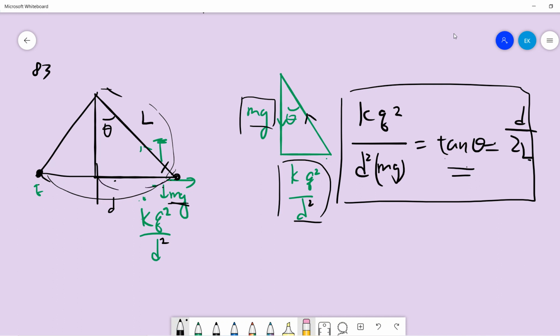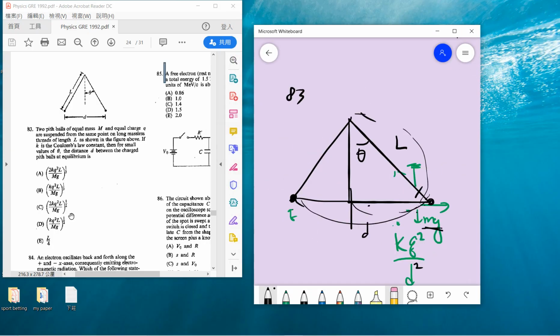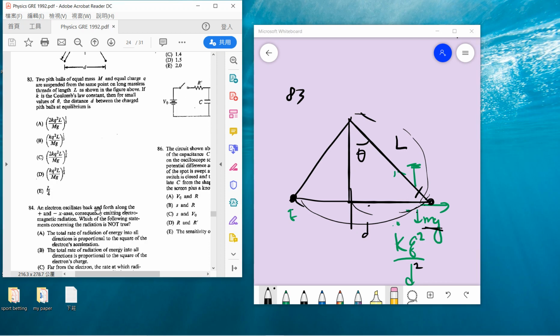basically this tangent. You need to approximate it as a sine because theta is small. So this tangent is approximated as d over 2 divided by L. From here we can solve for d cubed. Basically it's 2L kq squared divided by mg. So d equals (2L kq squared divided by mg) to the 1/3. So the answer is A.